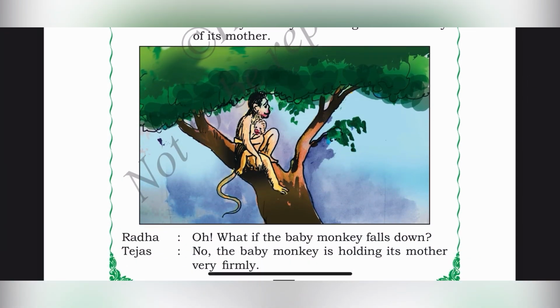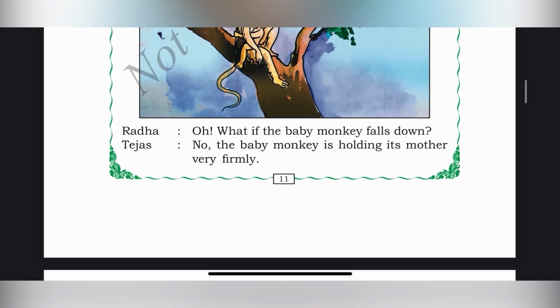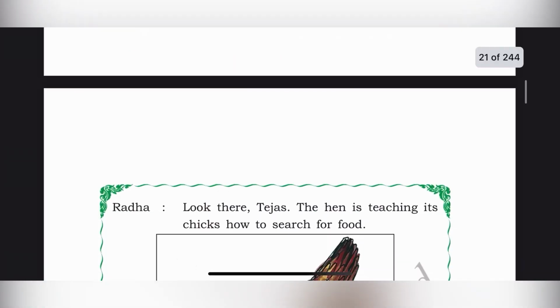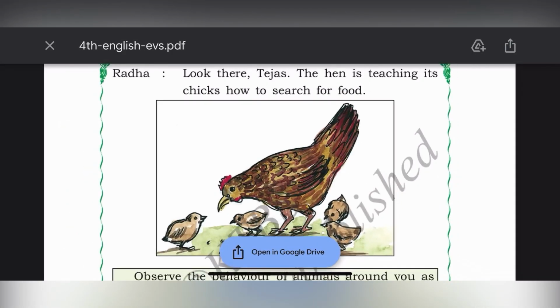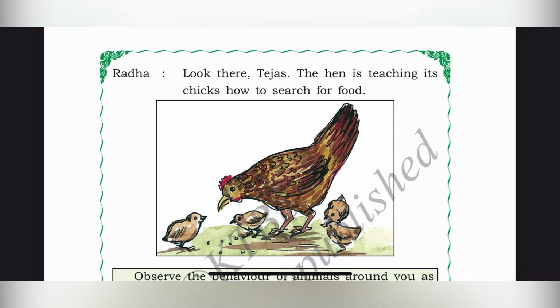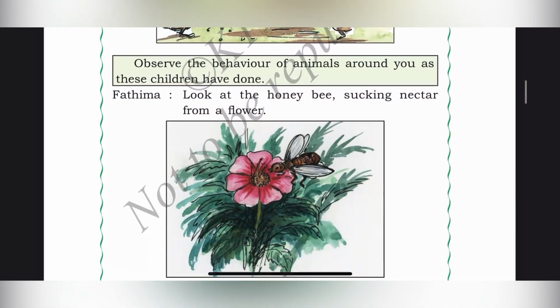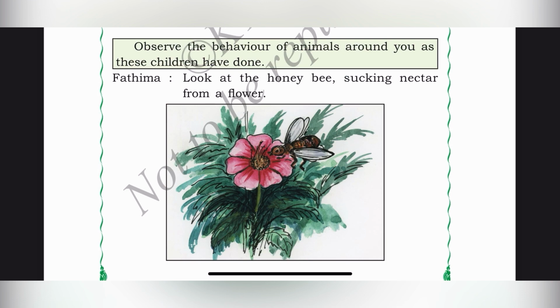Radha: Oh, what if the baby monkey falls down? Tejas: No, the baby monkey is holding its mother very firmly. Radha: Look there, Tejas. The hen is teaching its chicks how to search for food. So children, one more activity is given over here. Observe the behavior of animals around you as these children have done. You need to observe the behavior of different animals around your house.